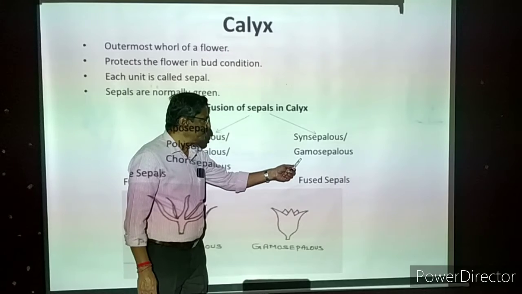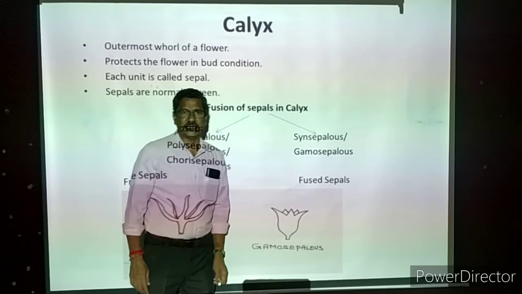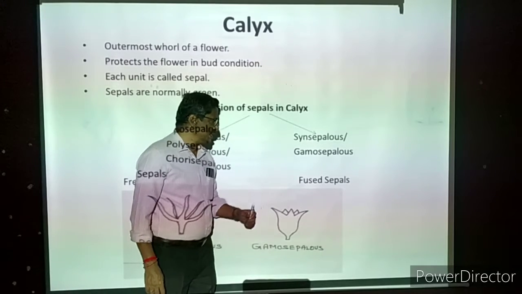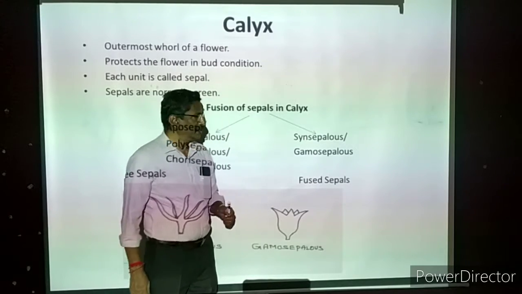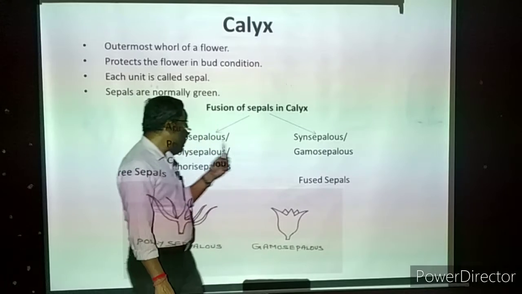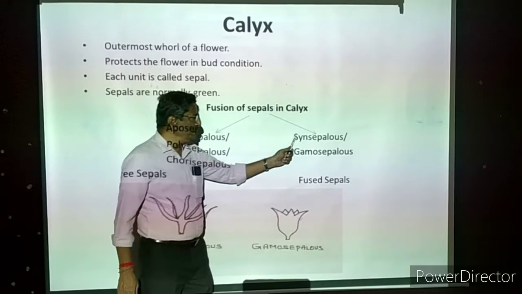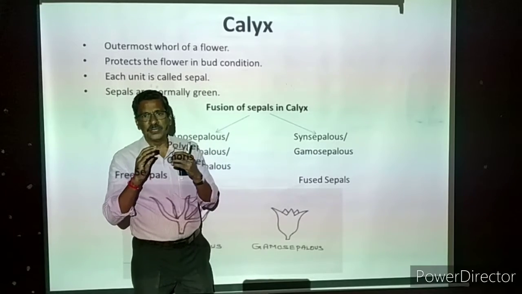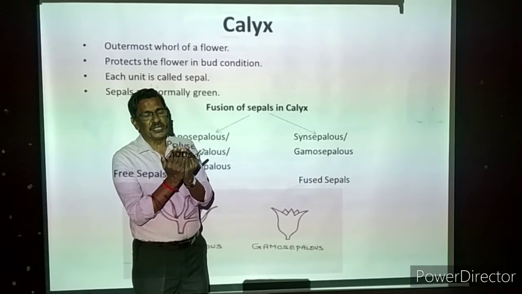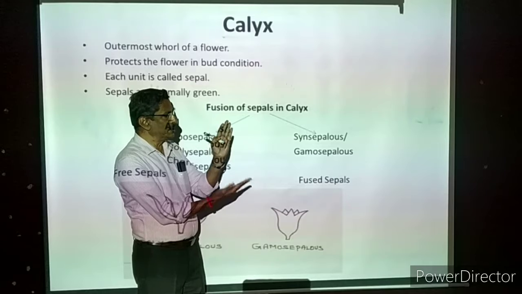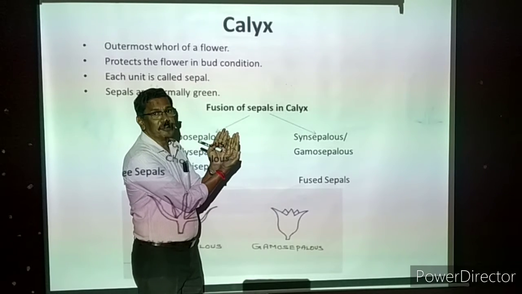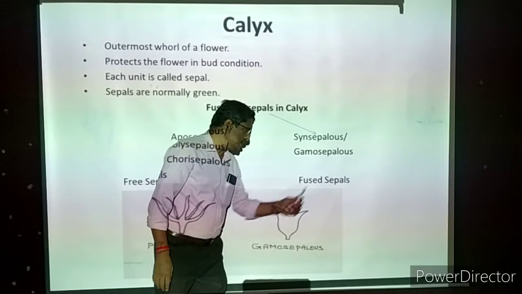The next term for this is gamocephalous, gamo also fused. Gamocephalous, fused sepals. Now in the first there are only 2 terms, but here 3 terms. Syn means fused, gamo also fused. That means the sepals are fused with each other at their margin. Assume that this is one sepal, and another sepal is there. Margin to margin they are fused. That is called the fused sepals.